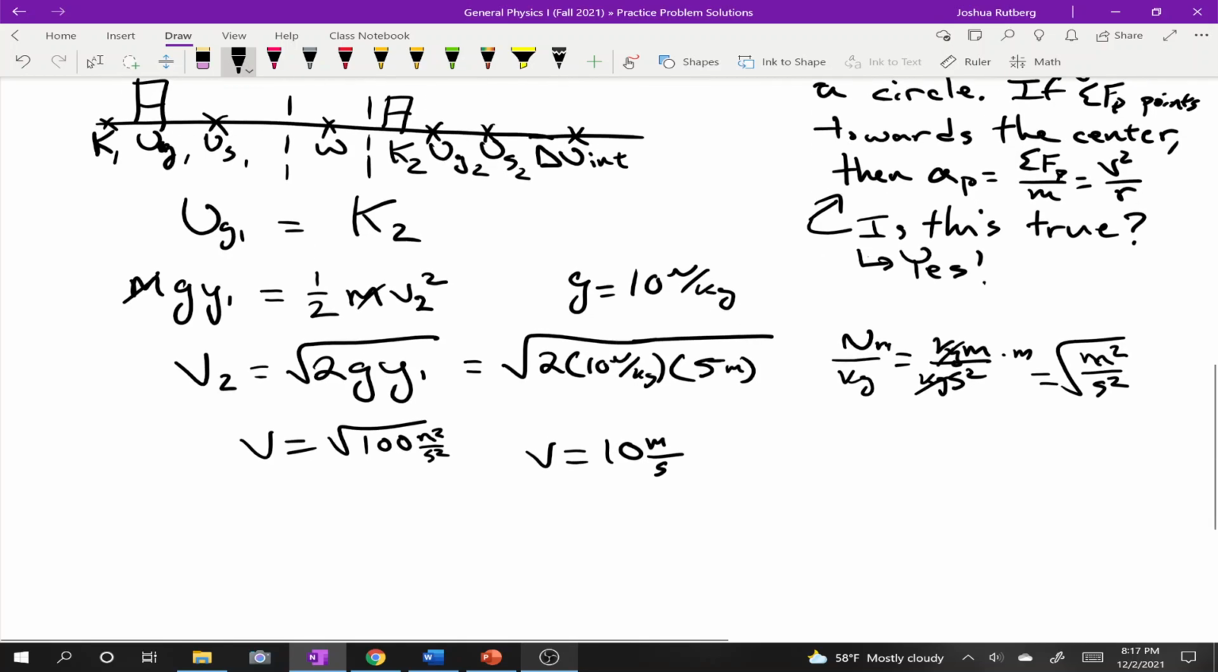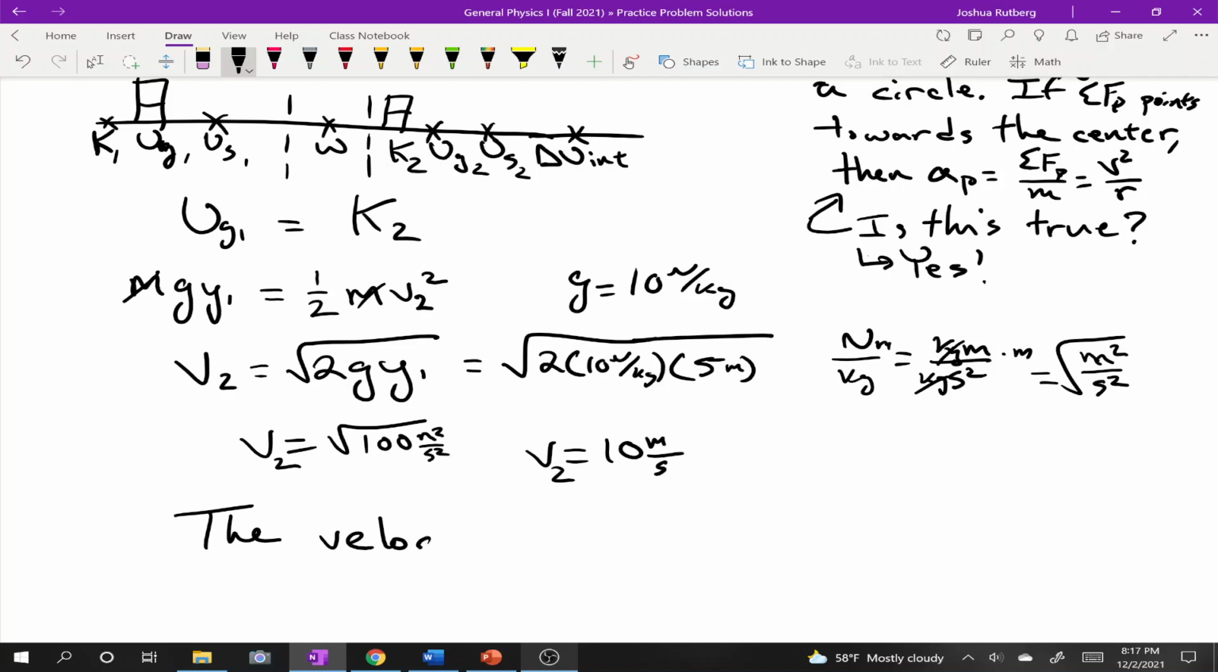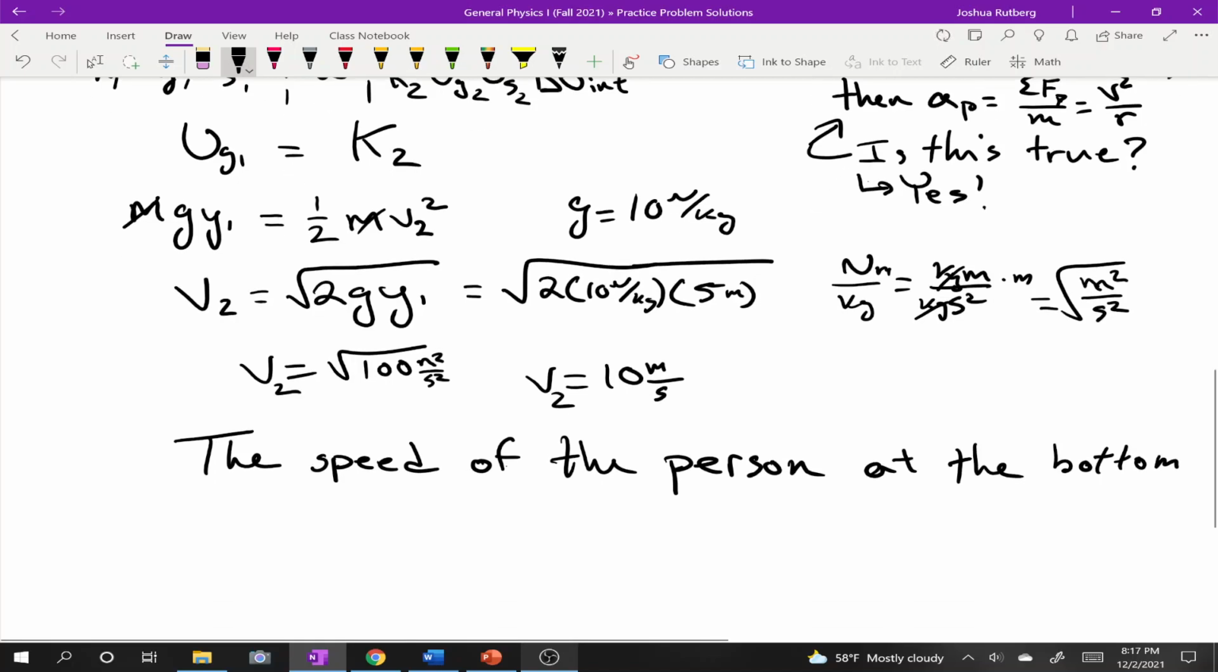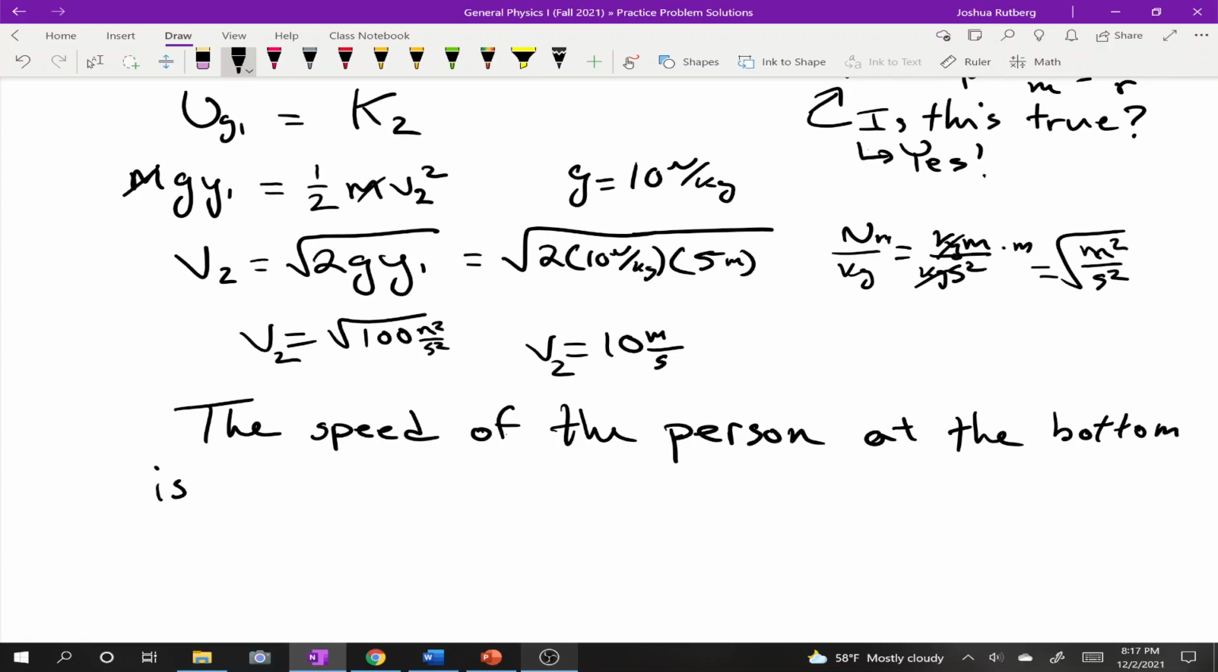Okay? So that is the velocity of the person at the bottom of the swing. Let's say speed, because I'm not talking about direction. So the speed of the person at the bottom is 10 meters per second.